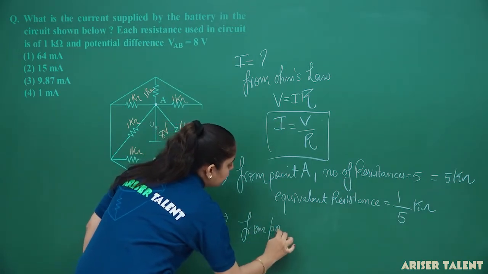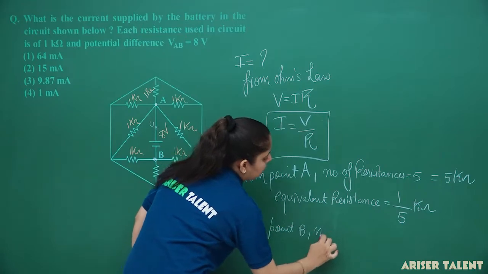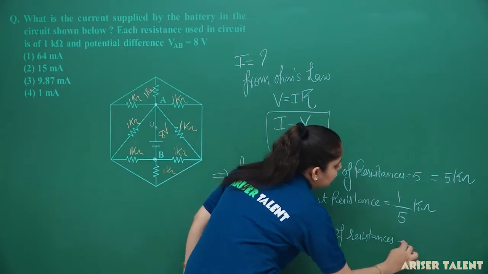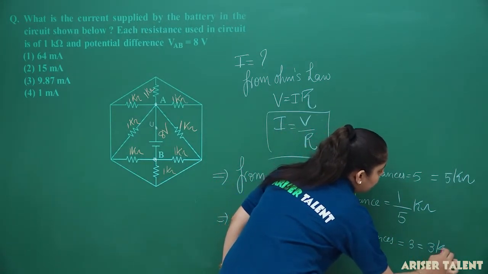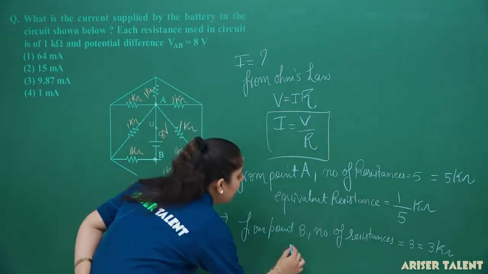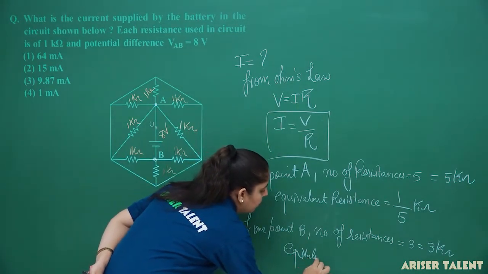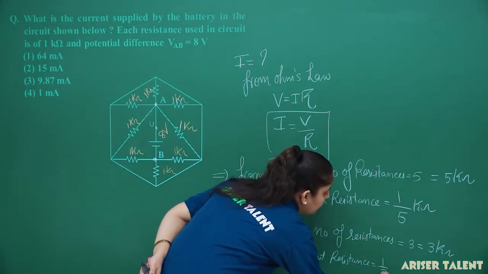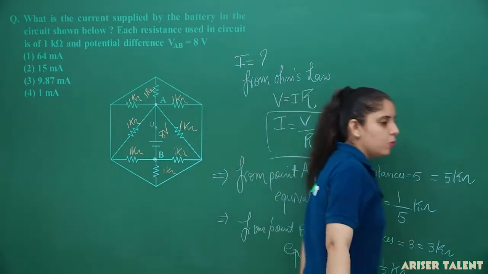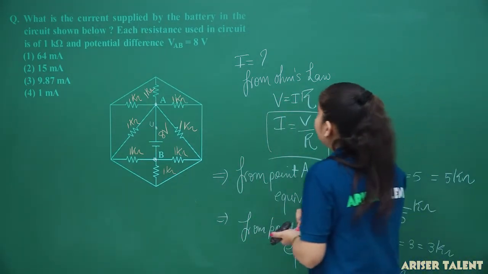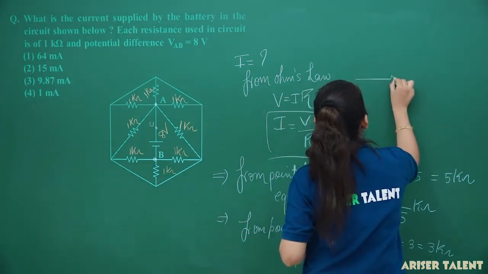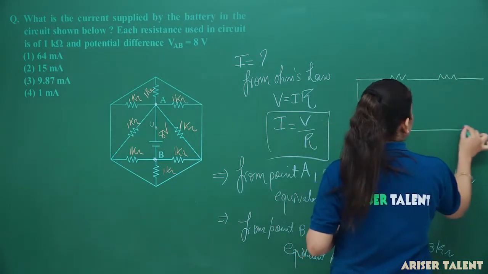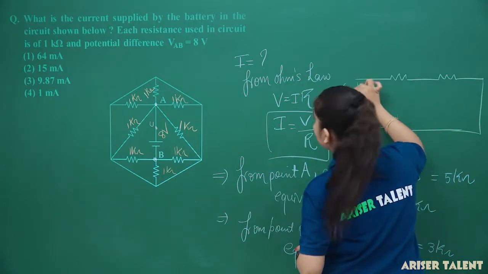Now, for calculating the equivalent resistance here, from point B the number of resistances is equal to 3. So, it is 3 kilo ohm, and the equivalent resistance will be 1 upon 3 kilo ohm. Now, again I am redrawing the circuit, and the circuit we can find out can be like this. This is our battery and you have to determine the value of current in the system.